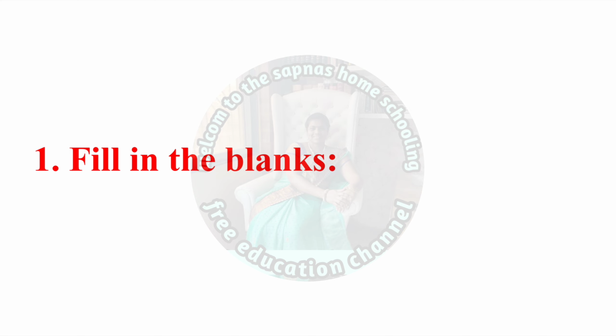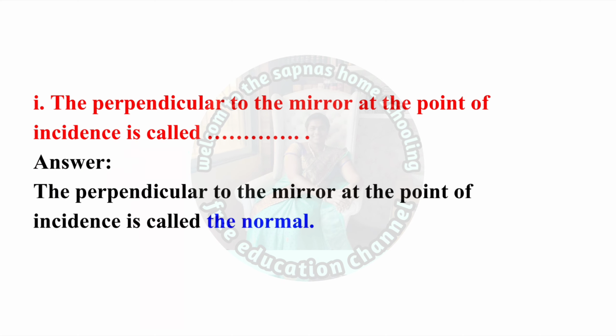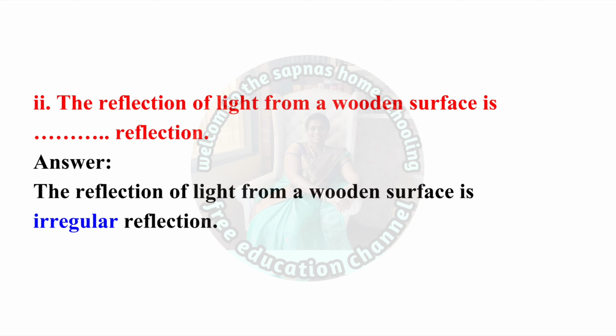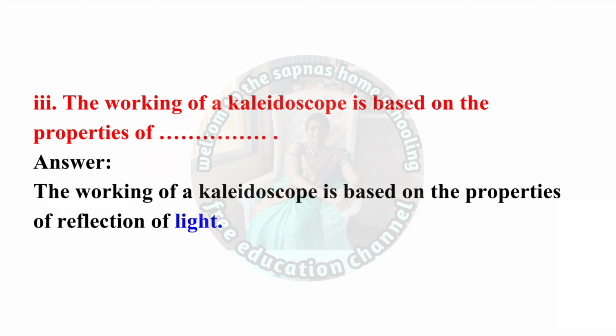Question 1, fill in the blanks. The perpendicular to the mirror at the point of incidence is called the normal. The reflection of light from a wooden surface is a regular reflection. Third, the working of a kaleidoscope is based on the properties of reflection of light.